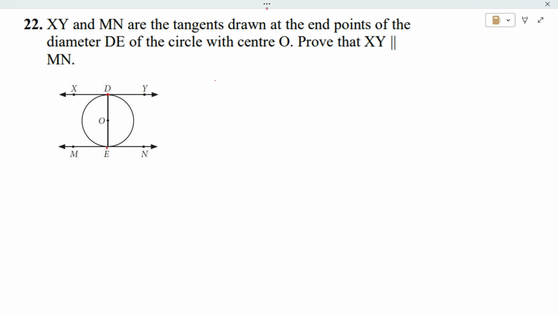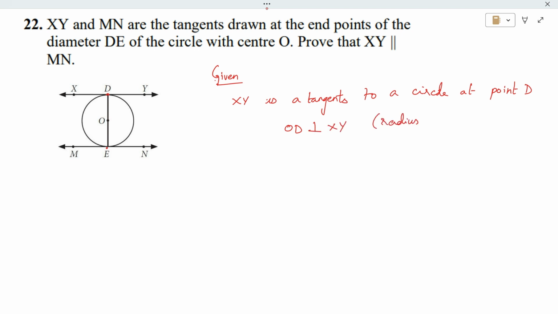Question number 22. XY and MN are tangents drawn at the endpoints of a diameter. First write the given. XY is a tangent to a circle, isn't it? And it touches at a point D. So you have to write XY is a tangent to a circle at point D. So I know OD is perpendicular to XY because the radius will always be perpendicular to the tangent. We know that theorem, right?